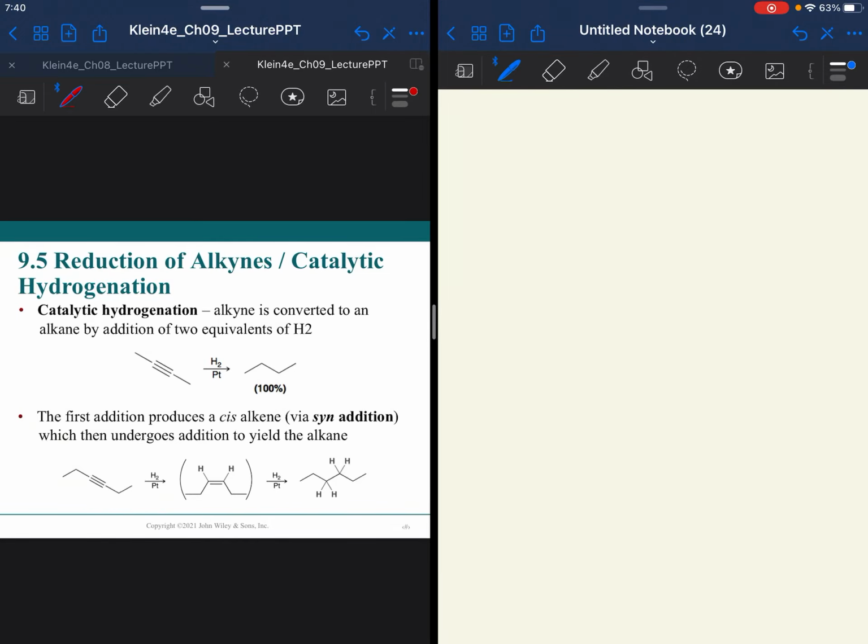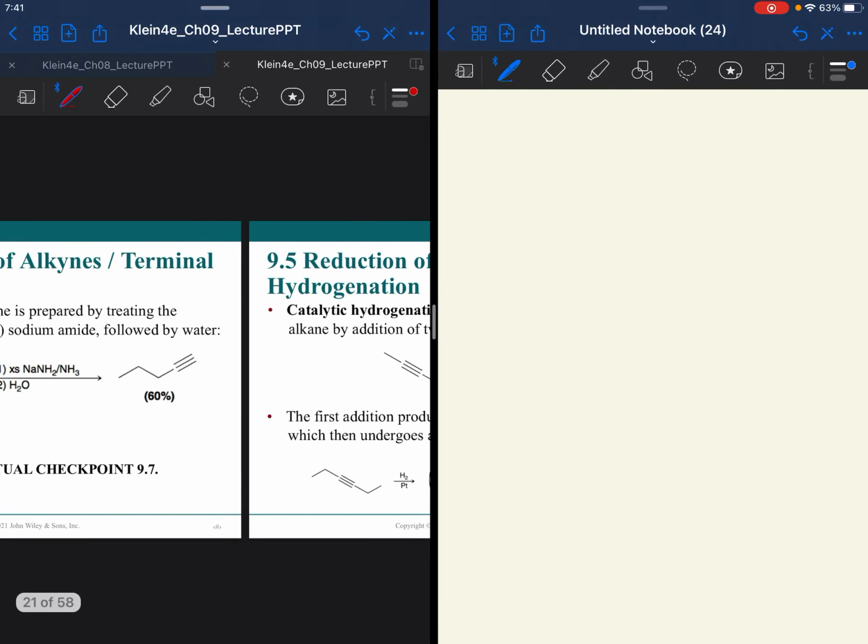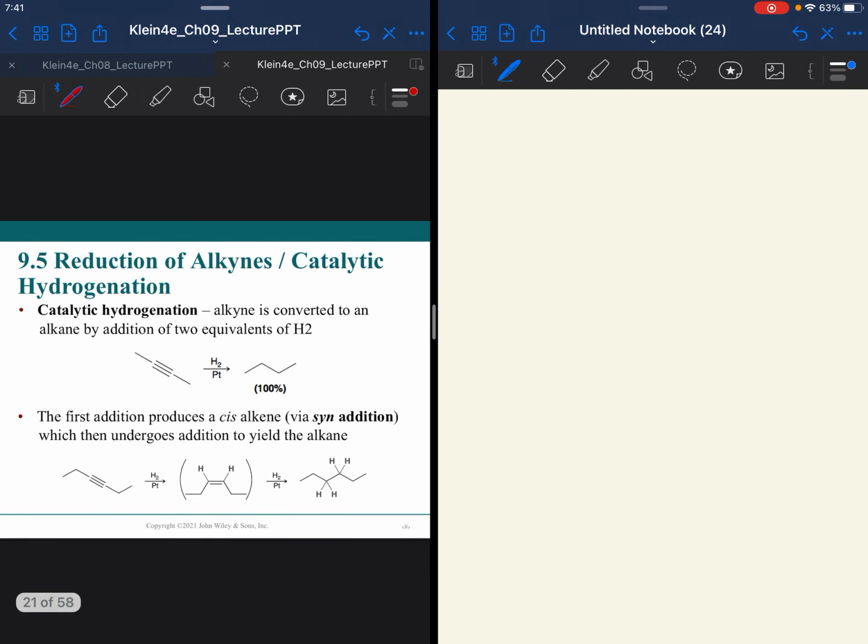Welcome to Chapter 9, Part 2. In this section, we are going to talk about the first set of reactions for triple bonds. We are going to be looking at some addition reactions. So just like we added across a double bond, we're going to add across a triple bond.